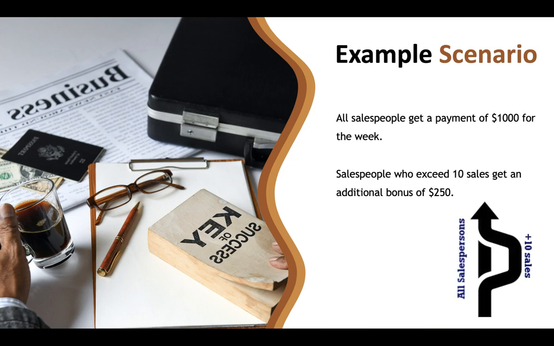Let's say we have a team of salespeople, all of whom make a standard rate of $1,000 a week. But for any of them who make more than 10 sales that week, they get an additional bonus of $250. So the main path would be to pay a salesperson $1,000. Everyone gets this, no matter what.